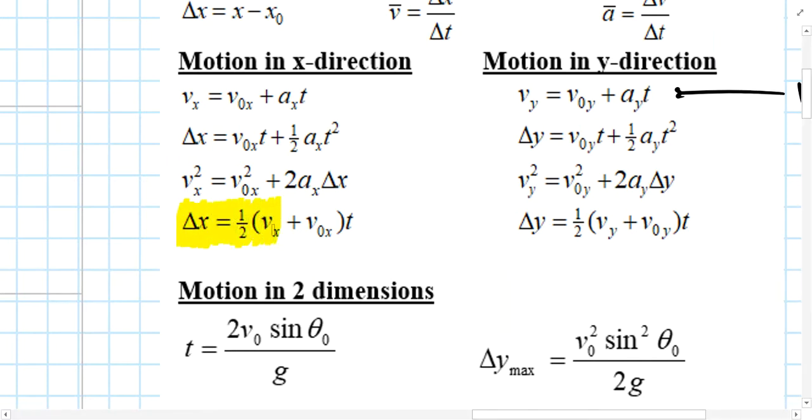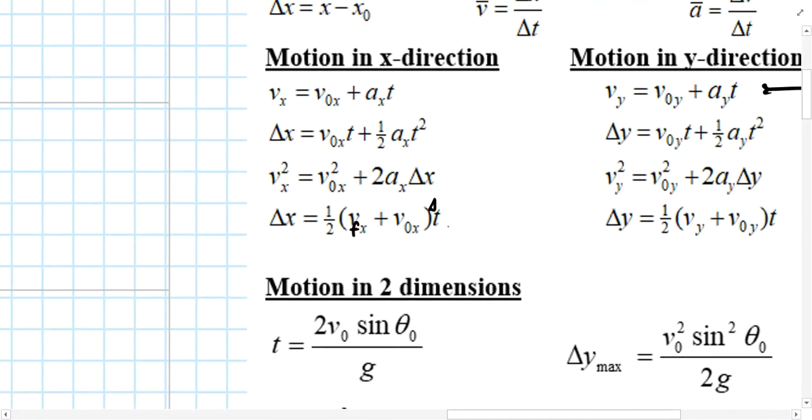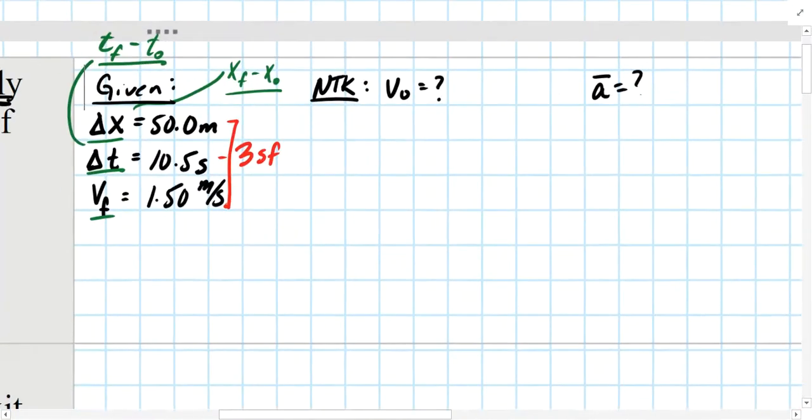Here's an equation that might be very helpful for us. We've got the change in x equals a half times the velocity in the x direction. Now, the subscript f was not included here, but we could include it because that's implied in this equation. So the final velocity plus the initial velocity times the amount of time that it took to get there. So we've got a delta that's implied there as well. So I think this is the formula I want to use. So let's jump back over here.